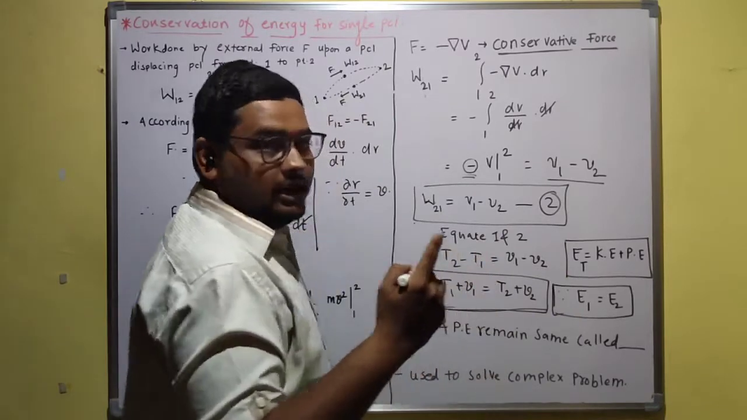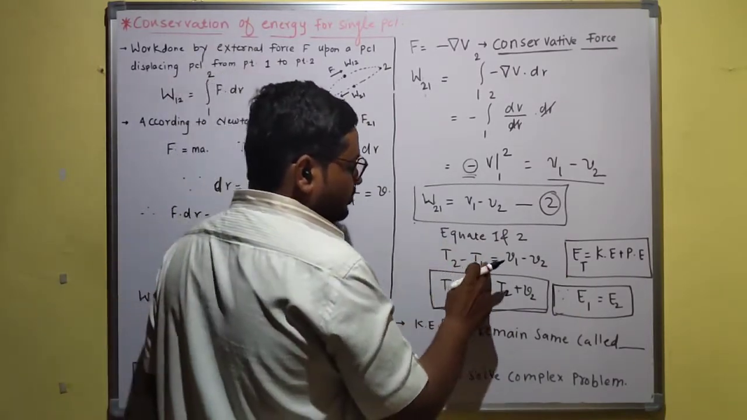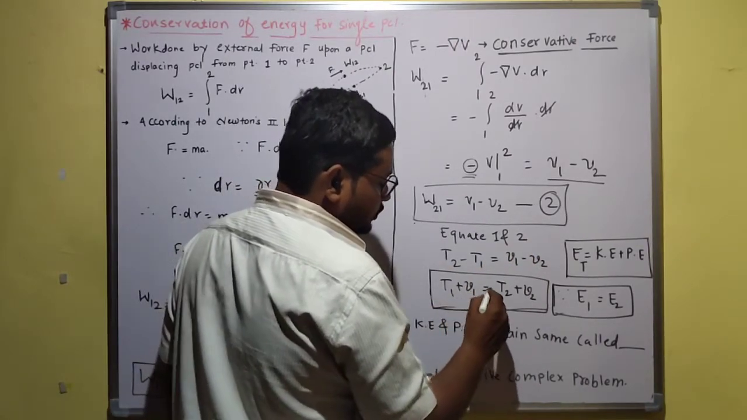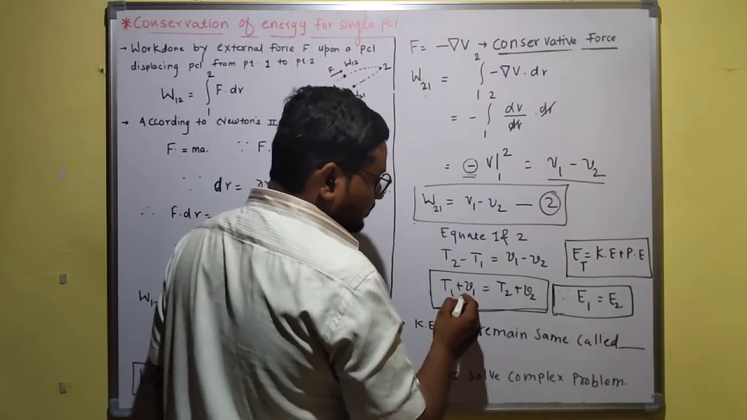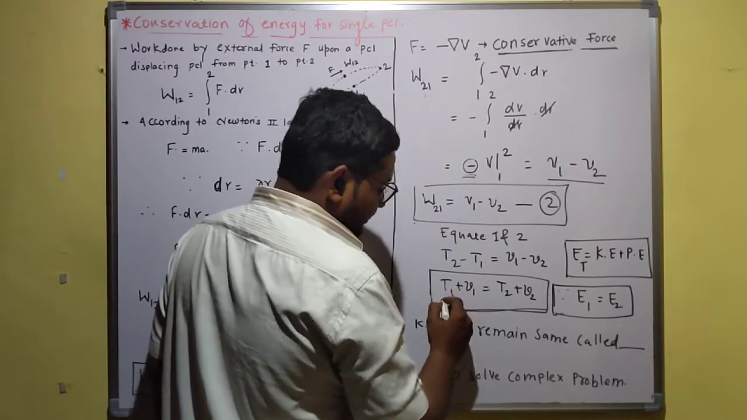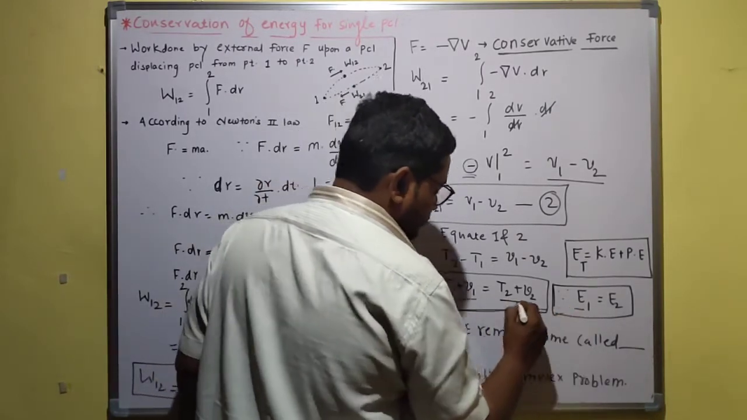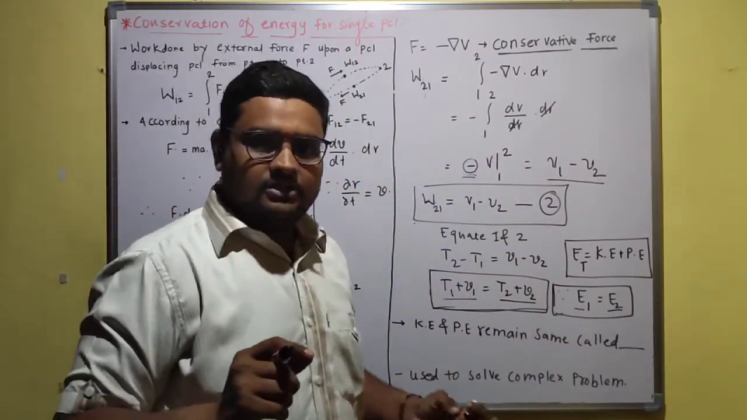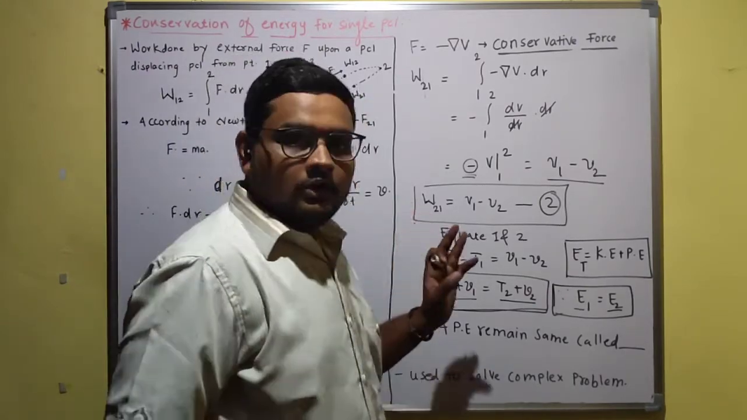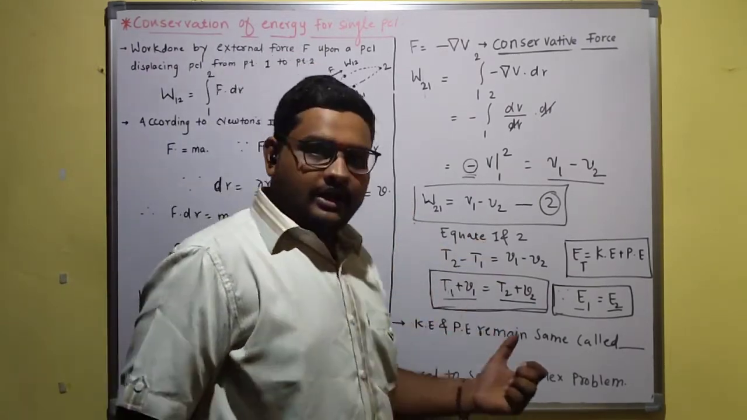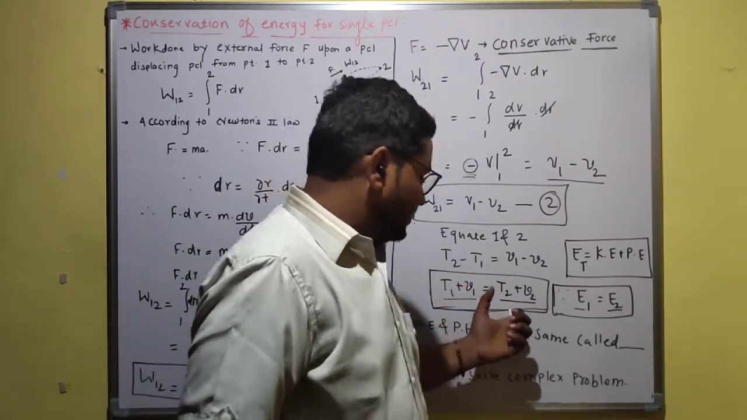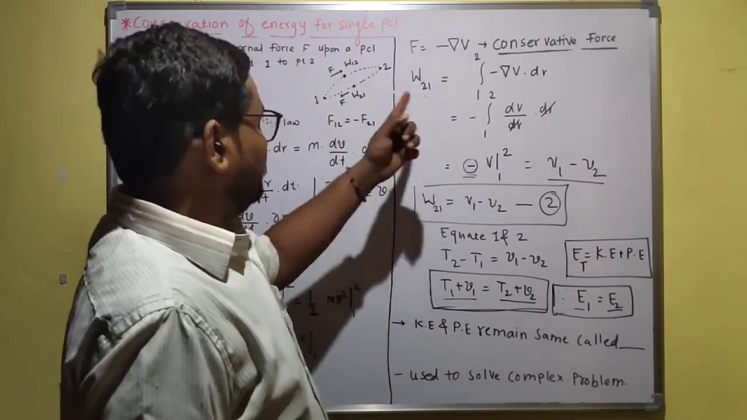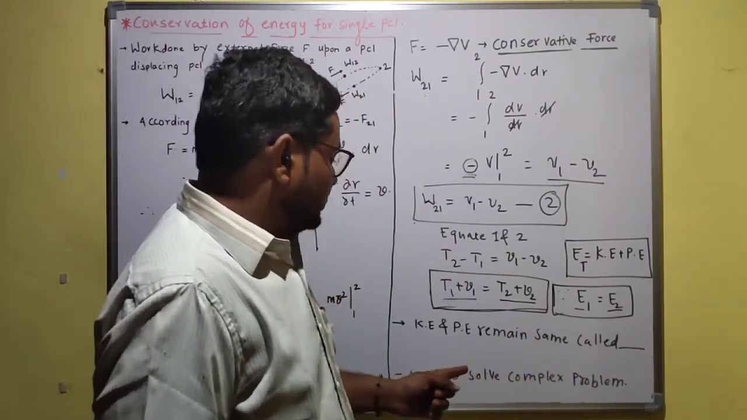Just equate equation 1 and equation 2. We will get T2 minus T1 is equal to V1 minus V2. Just rearranging, T1 plus V1 is equal to T2 plus V2. Okay, what does it say? T1 plus V1 is nothing but E1, and T2 plus V2 is nothing but E2, which is the sum of kinetic energy plus potential energy, that is, total energy. So the energy at point 1 is equal to the energy at point 2, and this proves the conservation of energy.